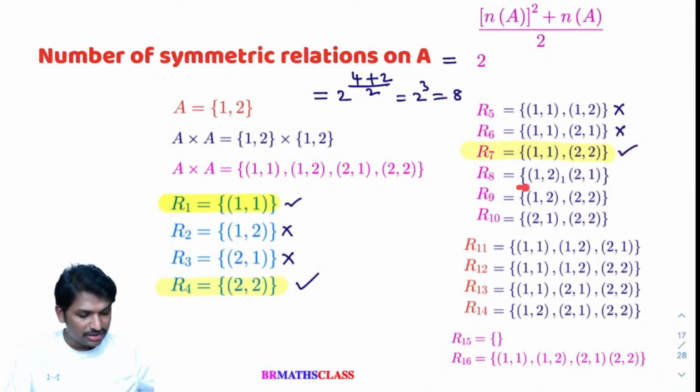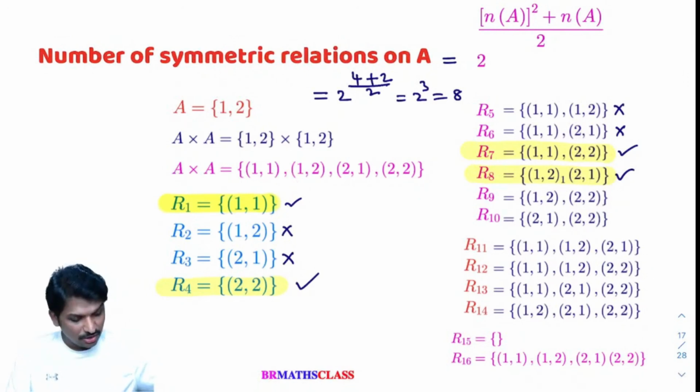Now look at this one: (1, 2), (2, 1). First take (1, 2). What is the reverse order of (1, 2)? (2, 1). Yes, (2, 1) is present in this relation. So this element passes the symmetric condition. Now take (2, 1). Its reverse order is (1, 2). Yes, (1, 2) is present. So this relation, R8, is clearly a symmetric relation. For every (x, y) belonging to R, (y, x) also belongs to this relation.